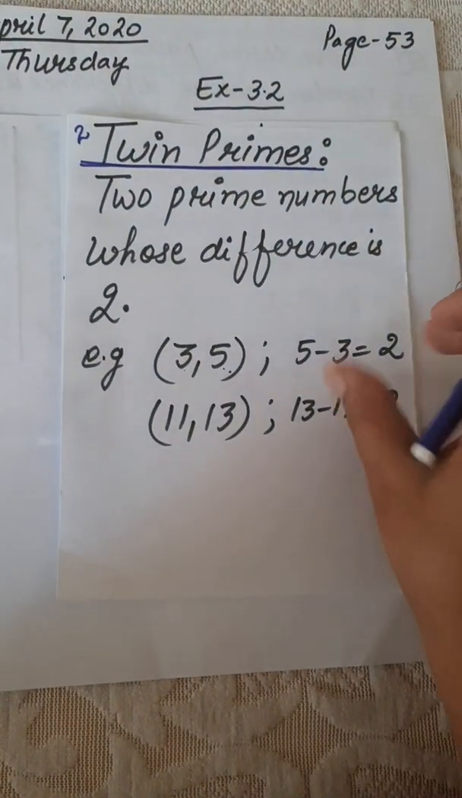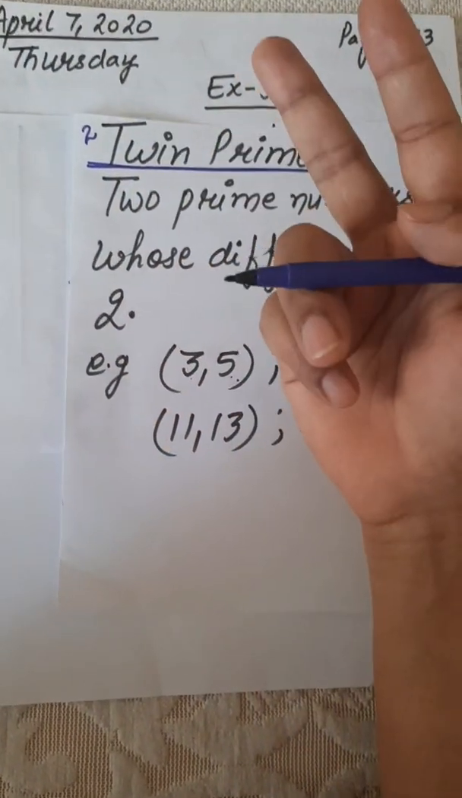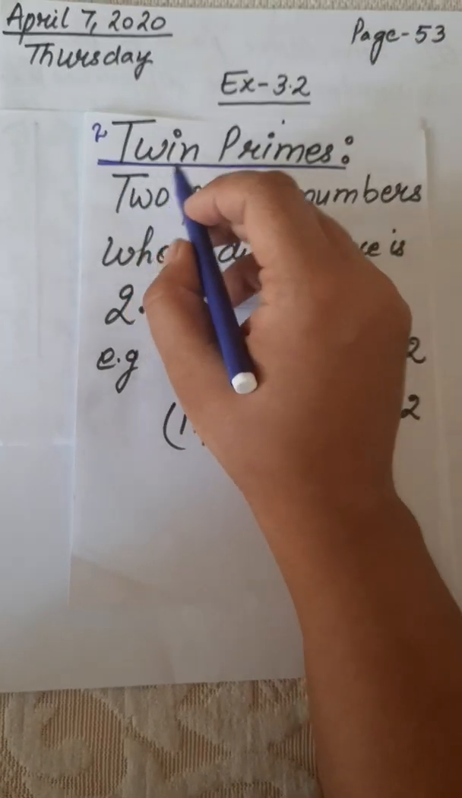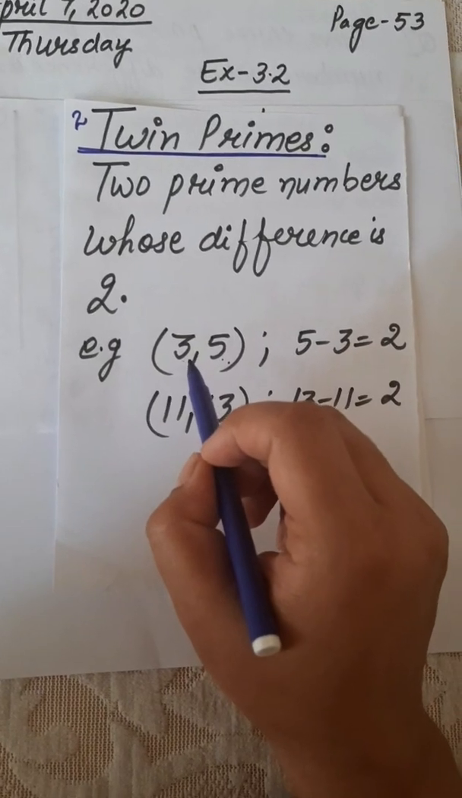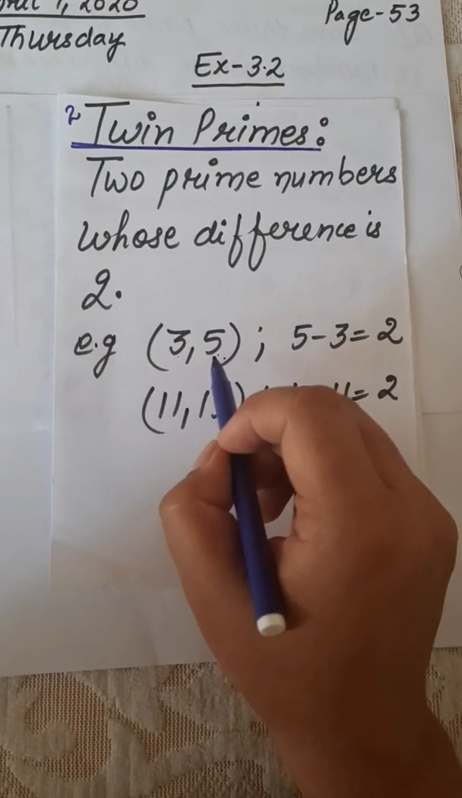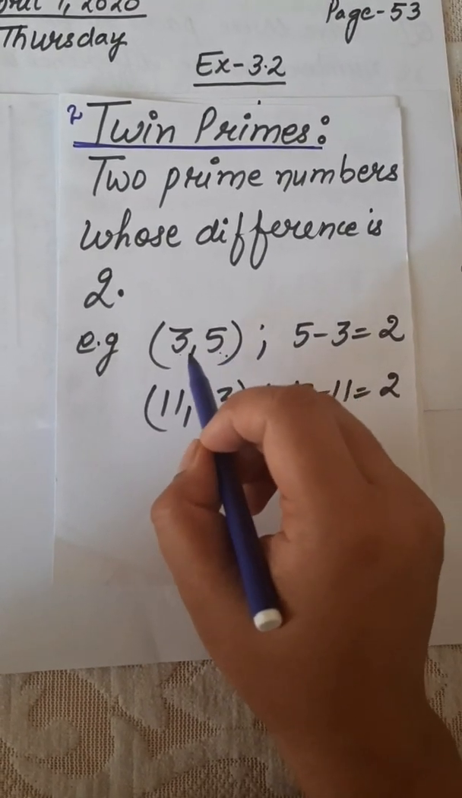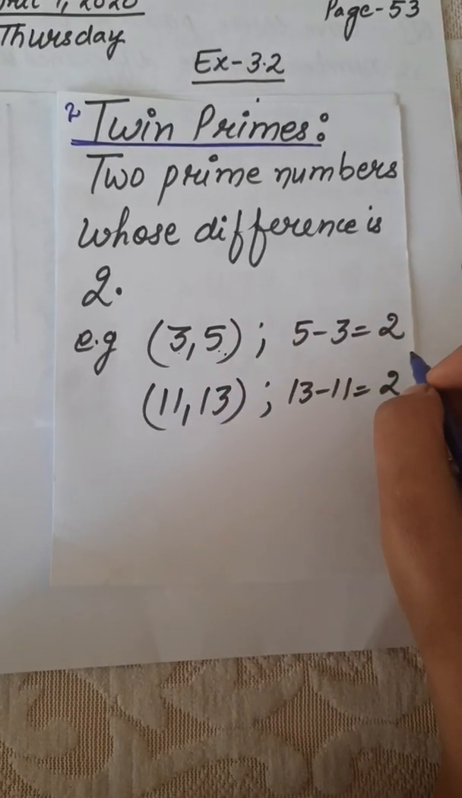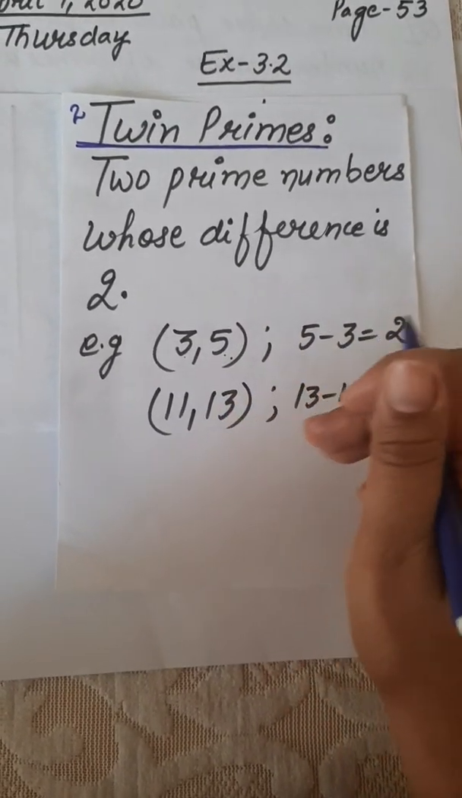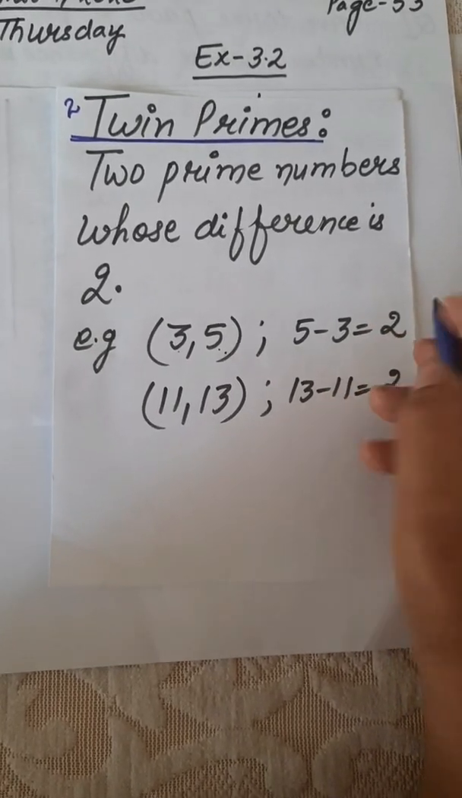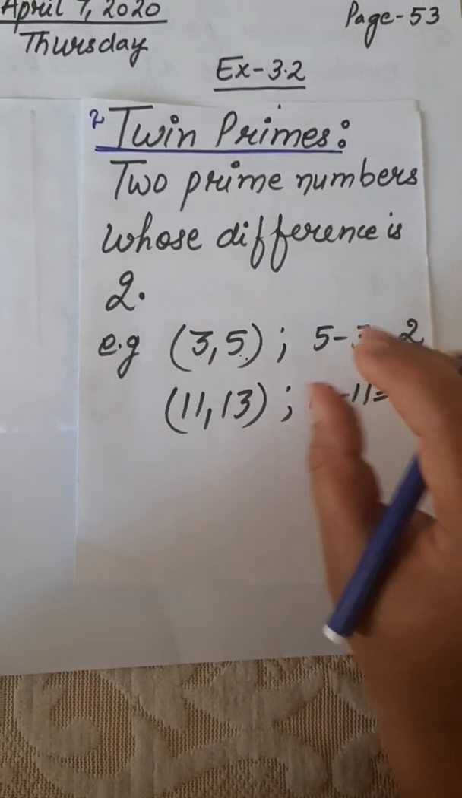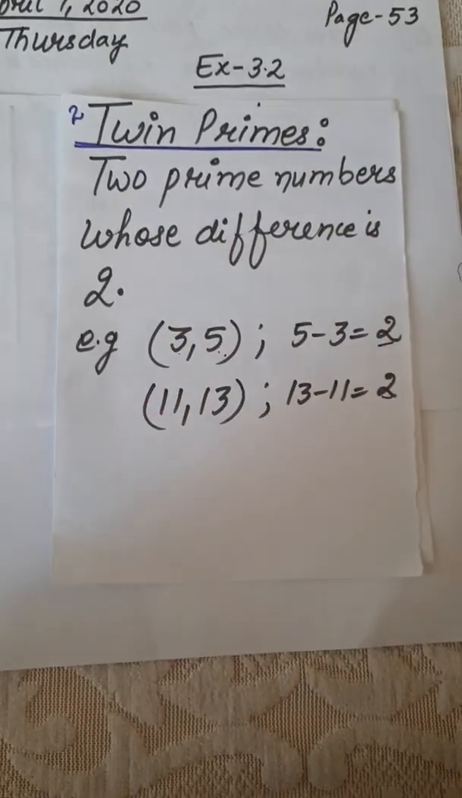Next we have twin primes. Here twin indicates 2, as we say twins means 2. So here we have two prime numbers whose difference is 2. If we have prime numbers, suppose 3 and 5, the difference between these two prime numbers, 5 minus 3, is 2. 11 and 13, 13 minus 11 is 2. So if the difference between two prime numbers is 2, such prime numbers are called twin primes.